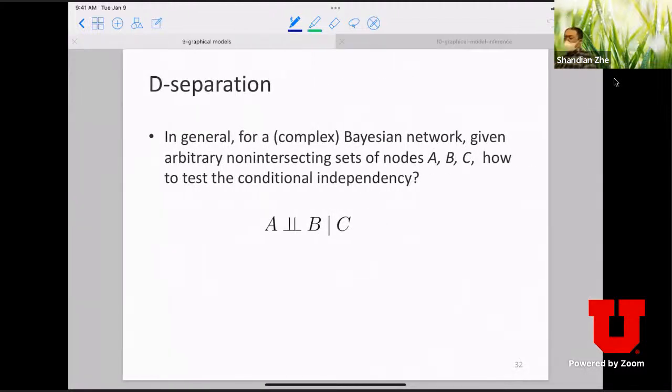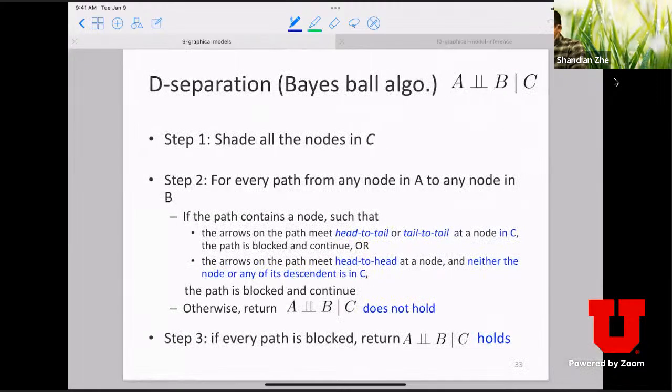So now we have talked about 3 basic structures: tail-to-tail, tail-to-head, and head-to-head. To answer the general question, given arbitrary 3 non-intersecting sets of nodes A, B, and C, how do we test conditional independence? Can we answer, if we condition on C, namely all the nodes in C are observed, whether A and B are independent? We're going to use the so-called baseball algorithm.